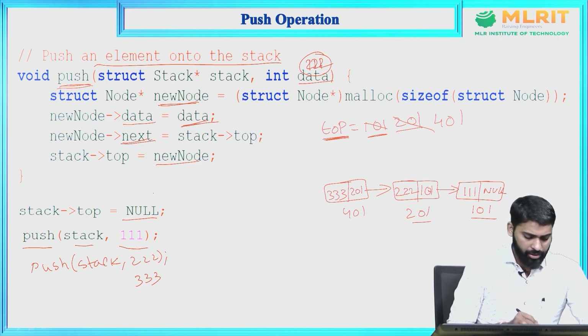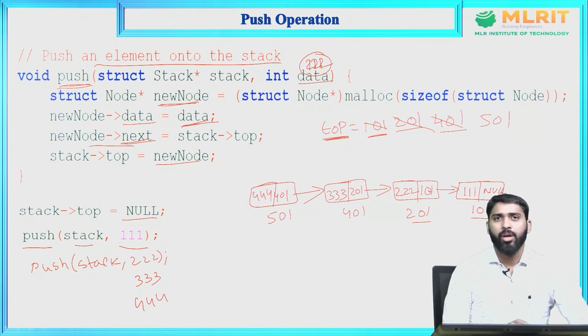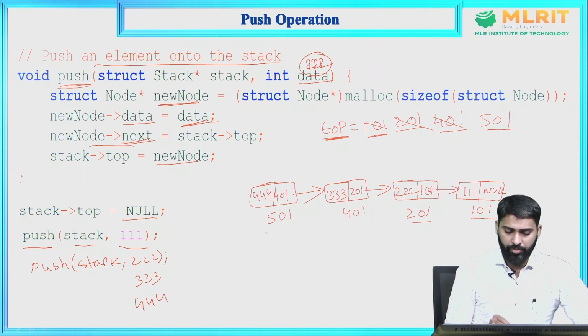If I try to insert one more element 444, so now another node is created. Let us assume the address is 501, and new node arrow next equals stack arrow top, that is 401, and update top, so it is 501. That's it. Okay. Now this is the list. What is the top value? The top value is 501.